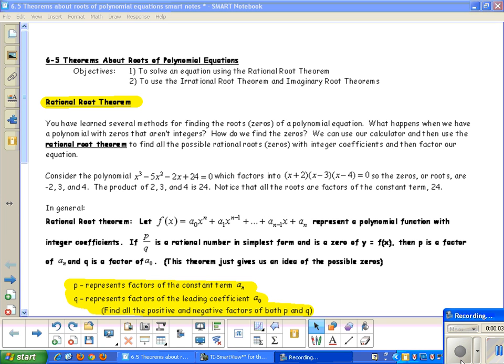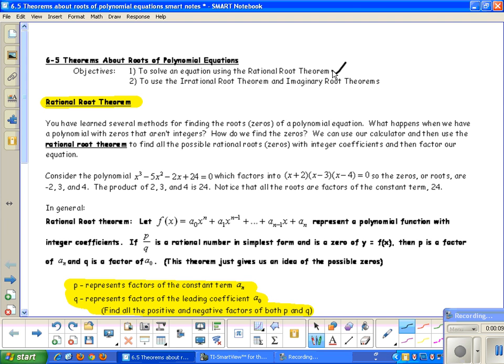Section 6.5, theorems about roots of polynomial equations. We're going to solve an equation using the rational root theorem, and then we'll get to the second objective later on. The rational root theorem is just a way to help us factor polynomial equations and find the zeros.